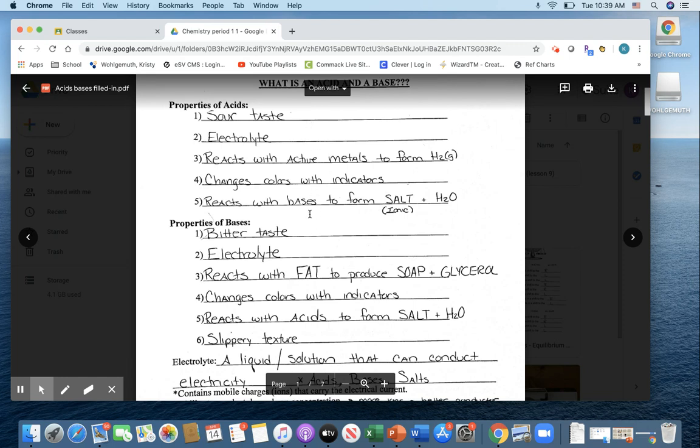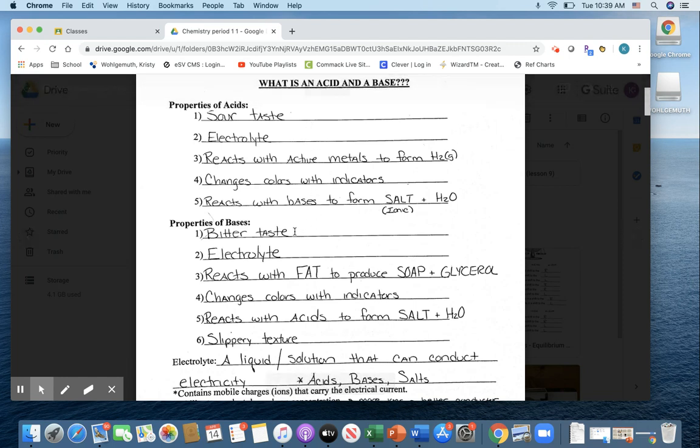Now for the base, well, we start off with taste again. We have a bitter taste. So what's the difference between bitter and sour?